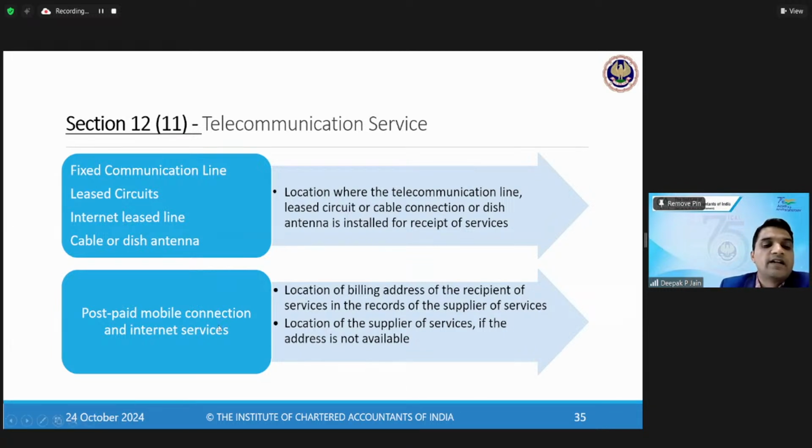Now you have postpaid mobile connection and internet connection. Prepaid separate, postpaid separate. Why? Because in postpaid, the location of the billing address is there. Generally, when you are under postpaid, you used to get, at least before COVID, physical bills. To get those physical bills, they have to mention the address. So in such case, where the location of the billing address of the recipient of service is recorded, then the location of the billing address is the place of supply. If some services don't take the location, then the location of the supplier itself will become the place of supply. Okay.